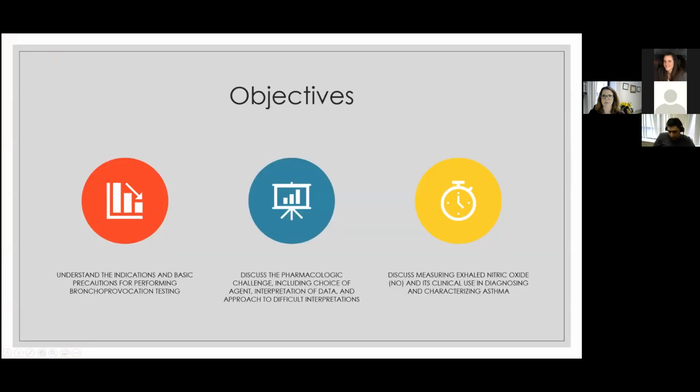All right, so three main objectives. First, we're going to talk about what the bronchoprovocation testing is, what that entails, the basic precautions and principles, and of course, the indications and contraindications as well. We're also going to talk about which agent you would choose for the bronchoprovocation testing, and why or why not. We're going to talk about how to interpret the data and approach the difficult interpretations, and how to log all that information so that the physician can interpret it in the context of the clinical setting.